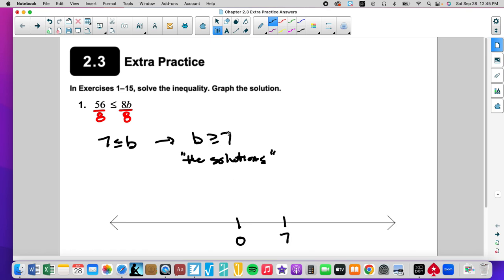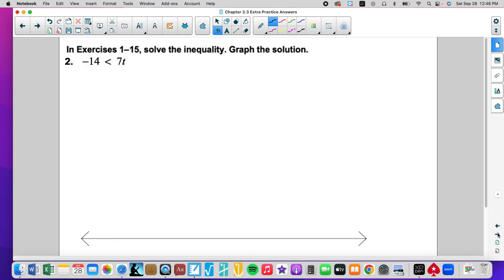0, 7. Since there's an equal sign, we're going to have a closed circle. The solutions are greater than, so numbers that are greater than are to the right on the number line. And we notice that when we had our variable second, our inequality was eating the variable. So when we rewrote it, the inequality is still eating the variable. That's how we know if we wrote it correctly. There you go. So that's pretty straightforward.